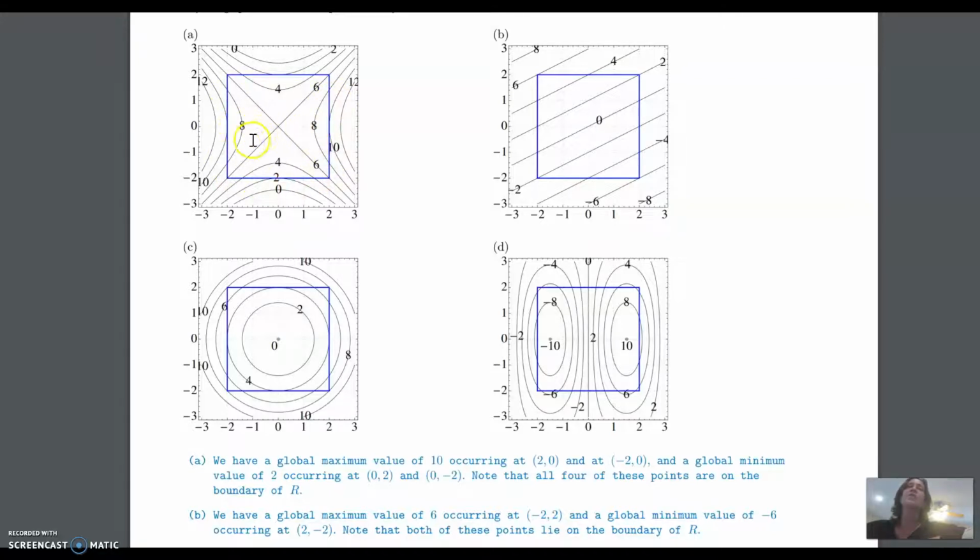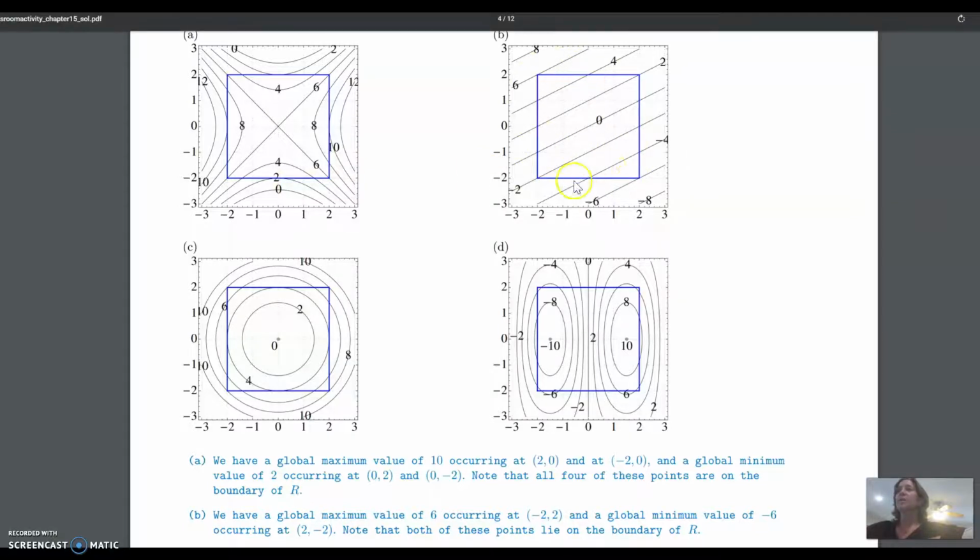Max is going to be as far as I can get away. So it looks like the maximum value is going to occur at the points (2, 0), right over here, (-2, 0), and the minimum again here. Noticing these are on the boundary, very similar to our extreme value theorem in Calc 1. Again here, this looks like a plane because they are all parallel contours, evenly spaced with a constant rate of change.